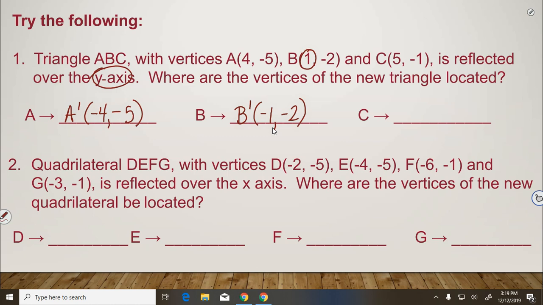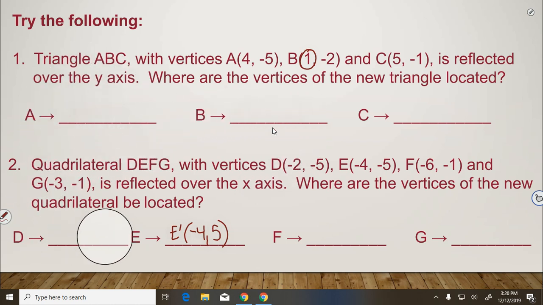Then number 2: quadrilateral DEFG has vertices D (-2, -5), E (-4, -5), F (-6, -1), and G (-3, -1), and that's reflected over the x-axis. Since it's reflected over the x-axis, we only change the sign of the y. So for D, that's going to become D prime, and if I'm only changing the y, it's (-2, 5). E is going to become E prime, and if I'm only changing the y, it's going to become (-4, 5). So you can try F and G on your own. Check in with me so I can be sure you've got it before moving on to the rest of the lesson.